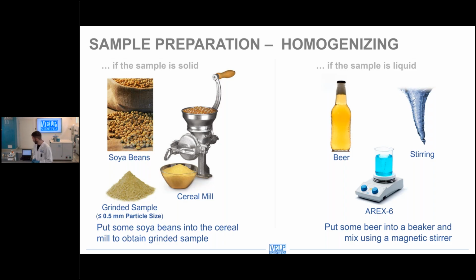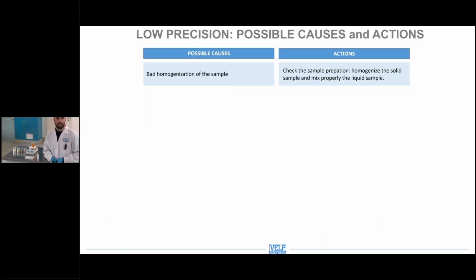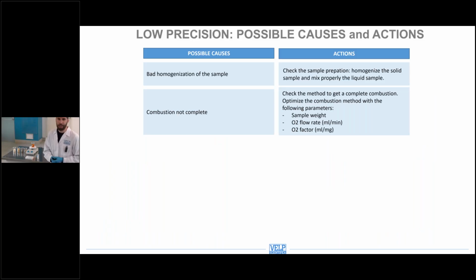Otherwise, if you are using a liquid sample, you just need to take the aliquot under stirring conditions. So you can put the sample in a beaker, and then mix it using a magnetic stirrer. Okay, the second cause could be that the method that you are using is not the most suitable to guarantee the complete combustion of the sample.